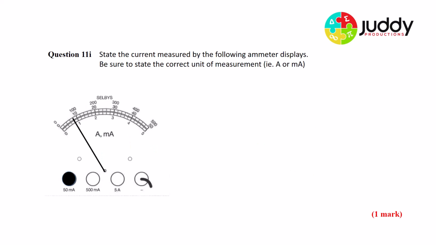Question 11.1. State the current measured by the following ammeter displays. Be sure to state the correct unit of measurement, that is either amps or milliamps. So we have here the 50 milliamp scale being chosen and the needle going across up here. So let's go through this methodically. First of all, if we're looking at the 50 milliamps, that means our full scale deflection is 50 milliamps. Therefore, we're using this middle scale.